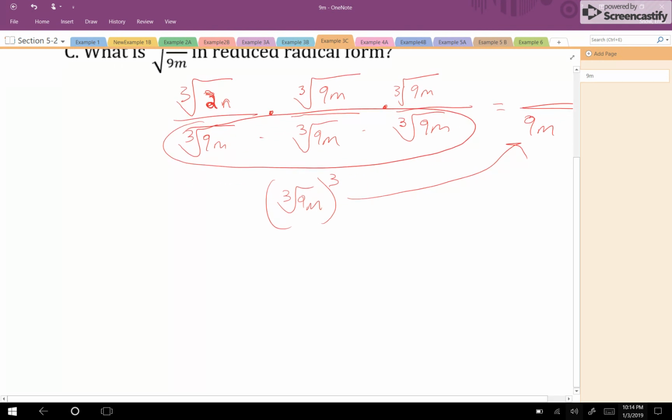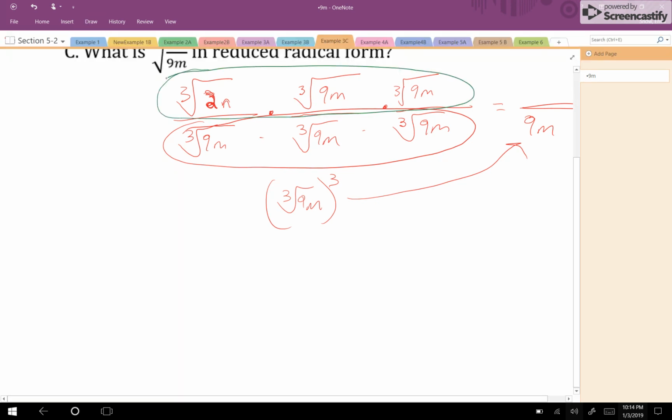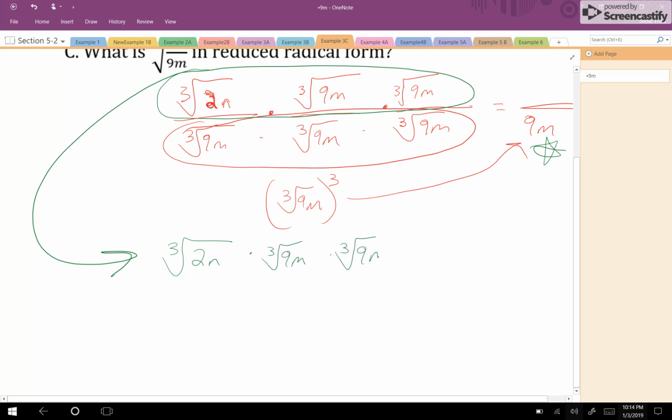So what I'm going to do is I'm going to slide down here and take my numerator and rewrite it for you guys. But don't forget that our denominator is up here. We're going to need that at the end. So we're going to have the cube root of 2n times the cube root of 9m times the cube root of 9m. Now, you may say to yourself, look, all of those indices are the same. So I'm going to put everything together under the same cube root.